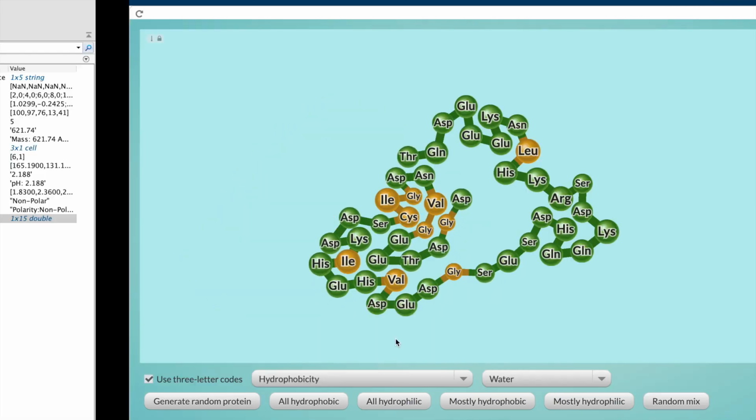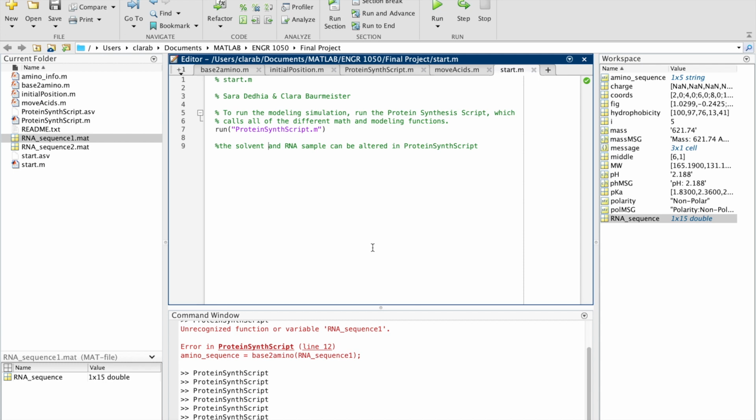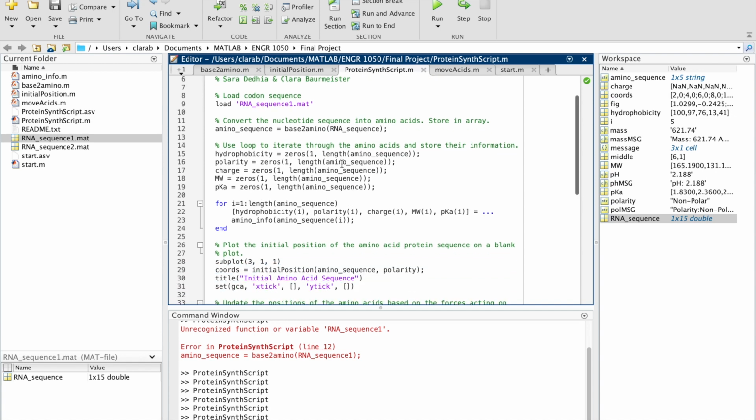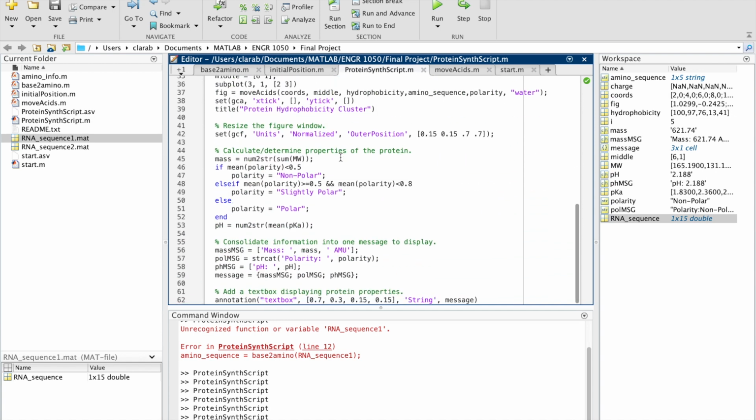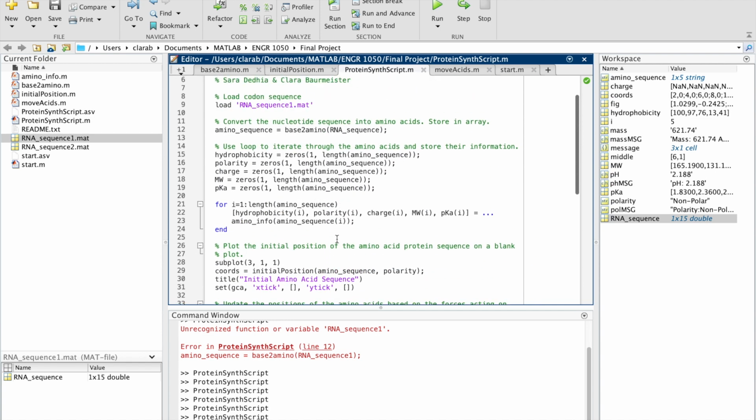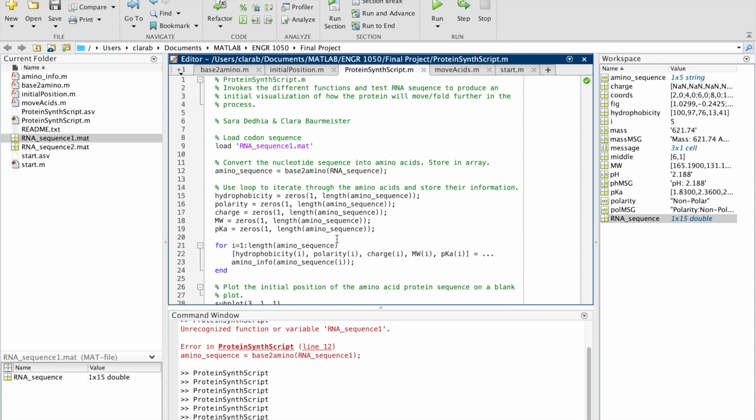So the way our code works, you start in the start script, which guides you to run the protein synthesis script, which is here. This script is mostly about figuring out the graphics, what it's going to look like.